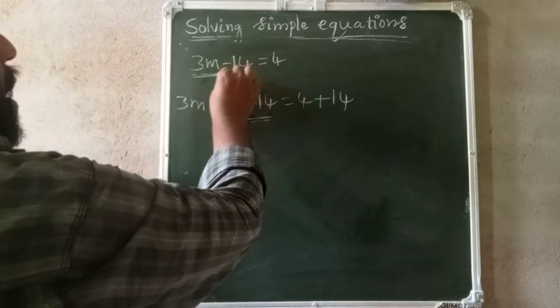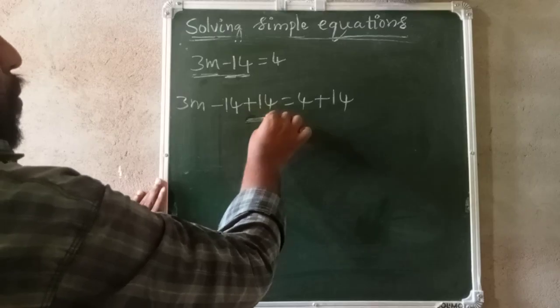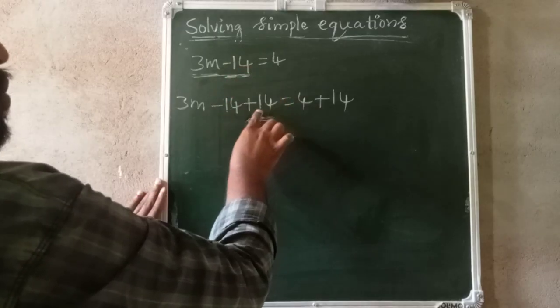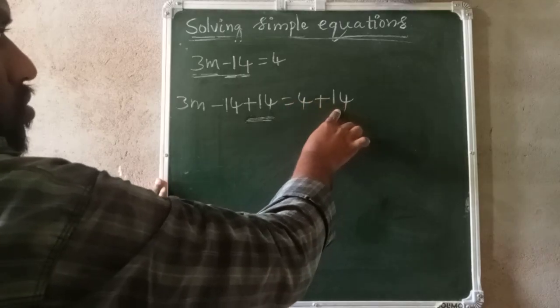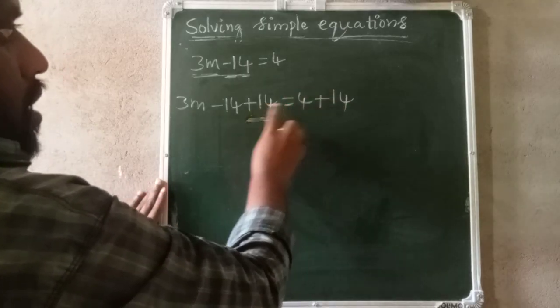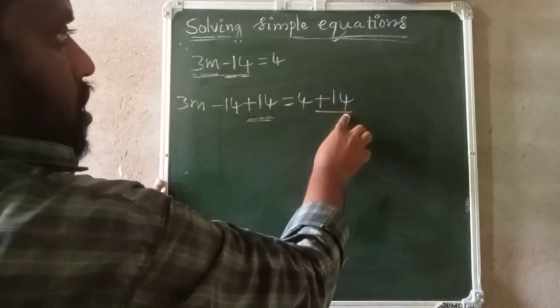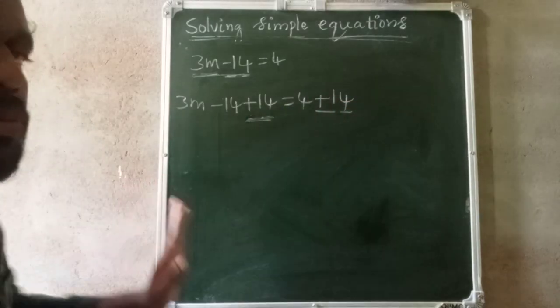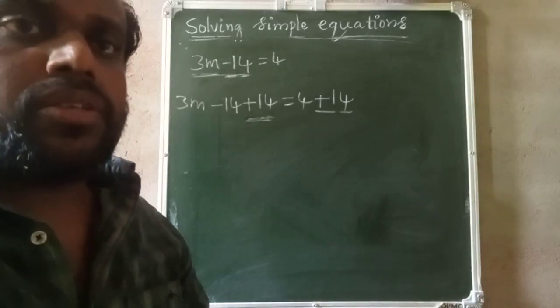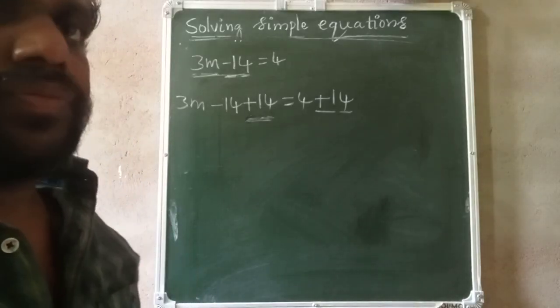So to remove this minus 14, I have added plus 14. Since you added this side plus 14, you have to add plus 14 this side also. This side in the sense after equal sign. Before equal sign and after this equal sign. Here and here. Both sides you have to add the plus 14. Because otherwise equation will become wrong.